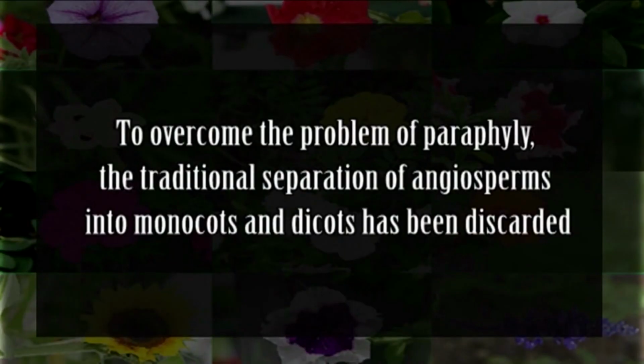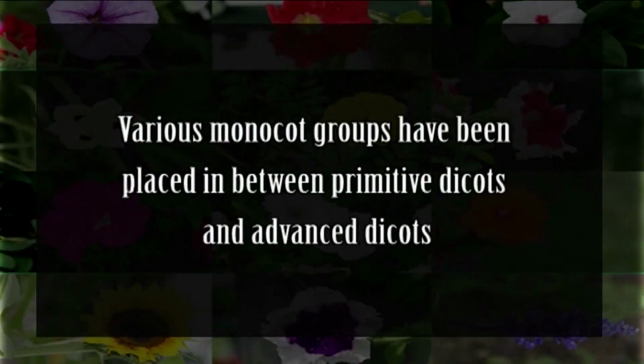One more merit is, in order to overcome the problem of paraphyly, paraphyly is not recognized in the APG classification. The traditional separation of angiosperms into monocots and dicots has been discarded in this classification. That is why I listed the various informal clades like magnoliids, commelinids, monocots, eudicots, not the traditional monocots and dicots. One more merit is that the various monocot groups have been placed in between primitive dicots and advanced dicots.